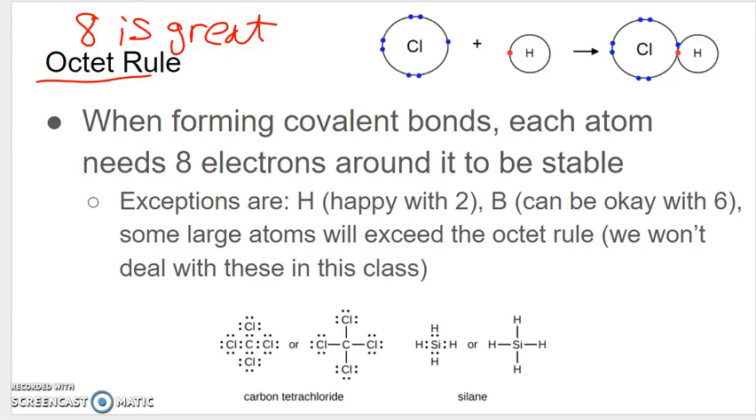So I have some examples there. Carbon tetrachloride down here. Okay, each atom around it has 8 electrons, and so it's happy. And then SiH4 also shows how the octet rule makes it happy.